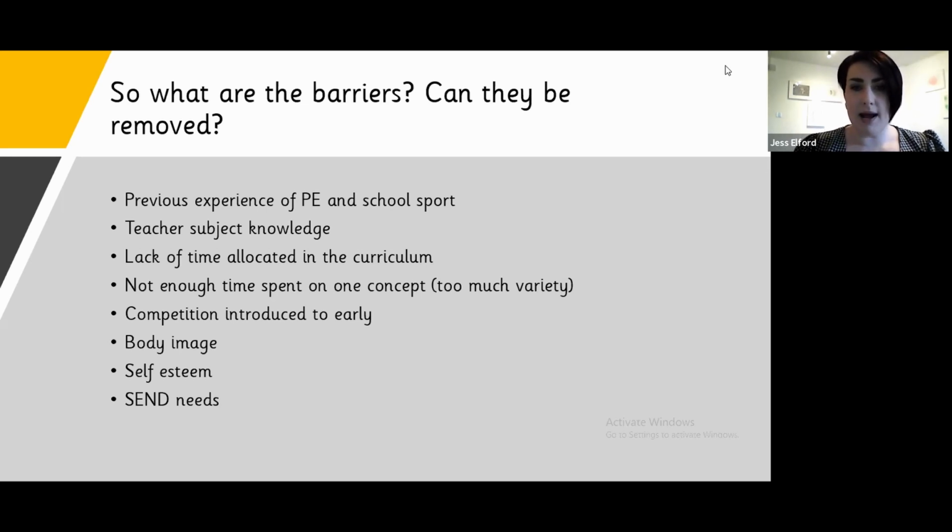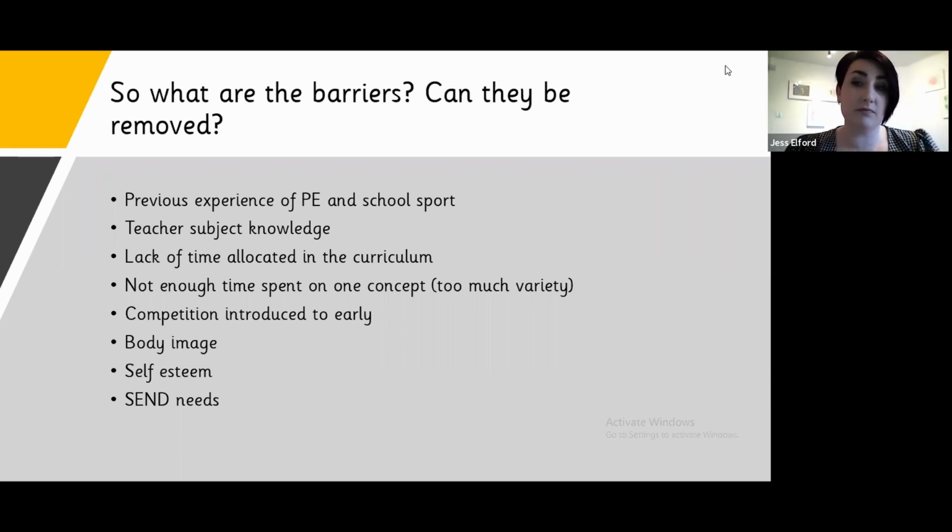The lack of time allocated to the curriculum is quite often a problem because PE gets squeezed out of the curriculum, particularly when it comes to Christmas performances, the second half of autumn term. Quite often PE is dropped for performance practice, or the hall is in use for other year groups to do that. But there are creative ways around that.